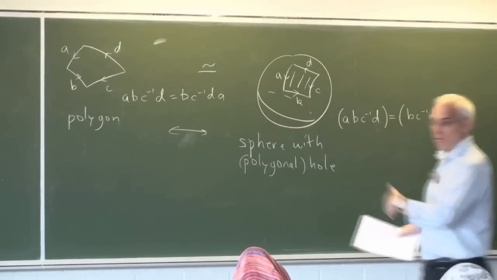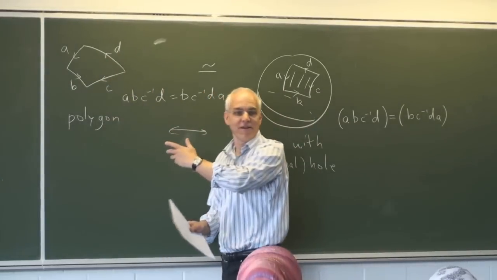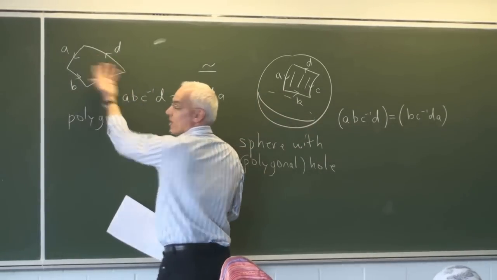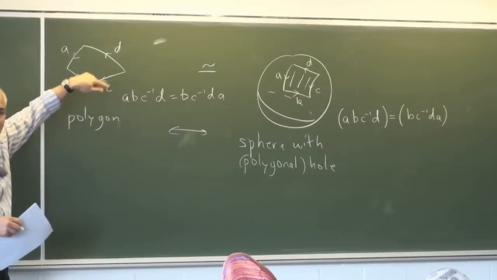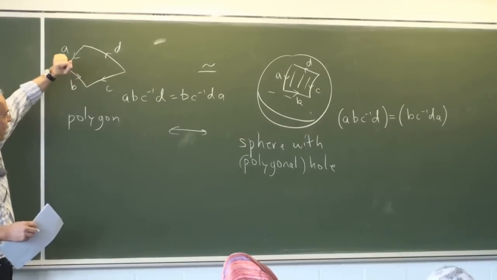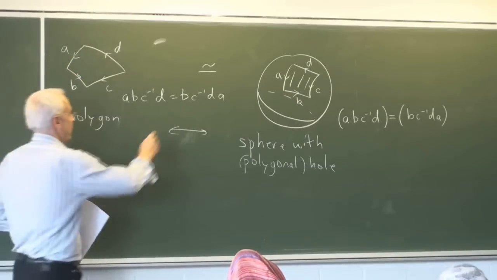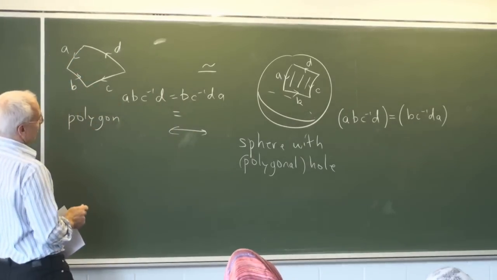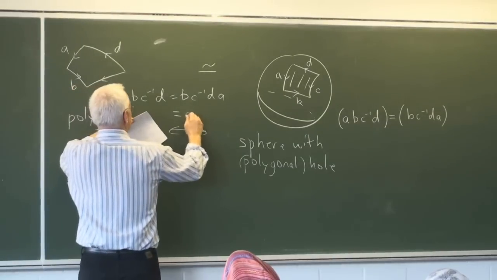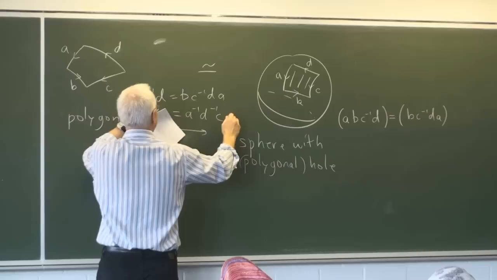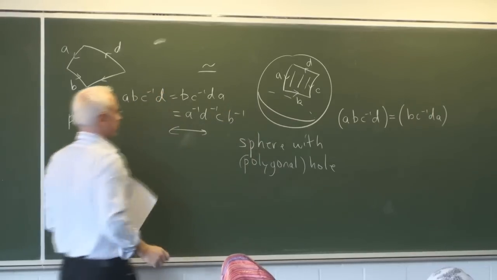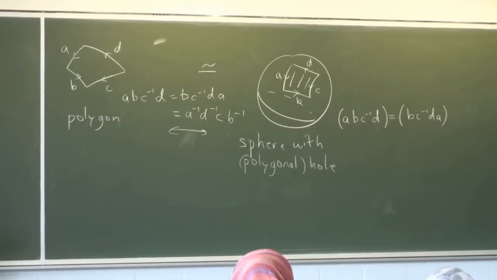Now, something that we were allowed to do over here is flip the polygon around. We could lift it off the paper and put it down backwards. And that would have the effect of reversing all the letters, replacing the order and the inverse. So we could also write this one over here as A inverse, D inverse, C, B inverse. Going in the opposite direction, with inverses where there were ordinary ones before.